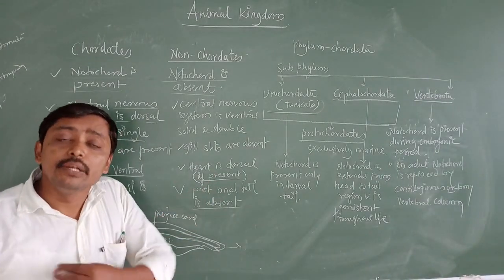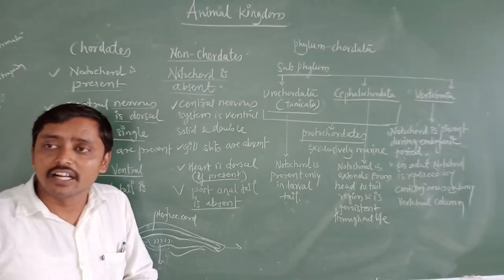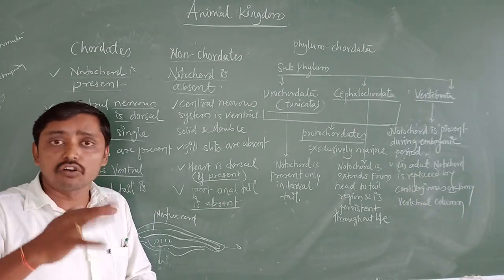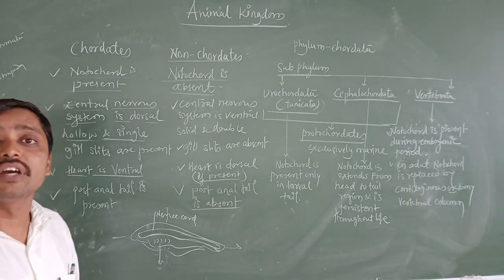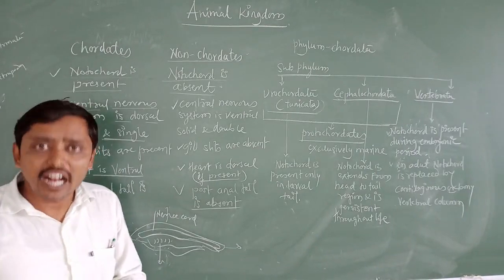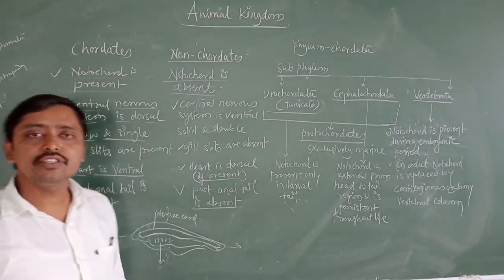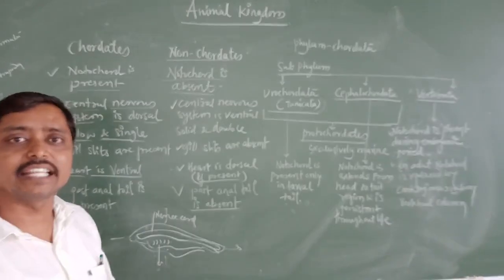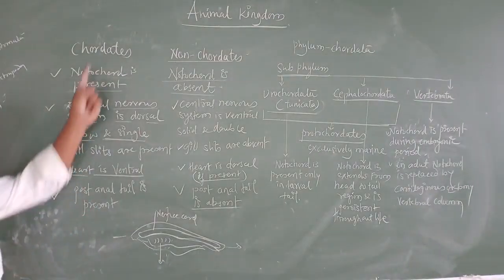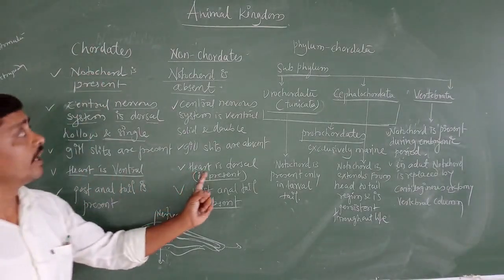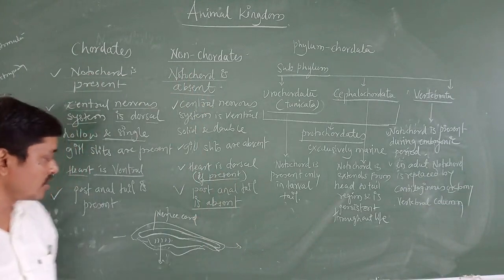When we study non-chordates, that is invertebrates, basically porifera and coelenterata, we will not find any heart. If it is present, the heart is dorsal. Understood? So in chordates the heart is ventral and in non-chordates the heart is dorsal.